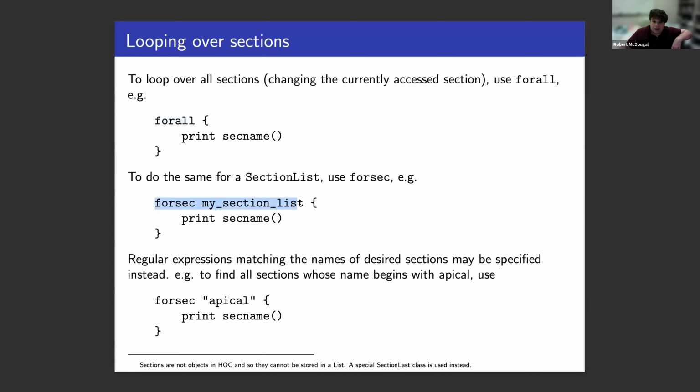There's also for sec, which takes a list of sections. In HOC, those lists have to be special objects. They can't be arbitrary objects. There's a special object called SectionList. You don't care because you're just reading, not writing. But if you see for sec in my section list, think of it as the equivalent of for sec in my section list, colon, boom. The other thing I want to point out is that in some rare cases you'll see a regular expression: for sec and then a string, which loops over everything and only runs it for those sections whose name matches a certain regular expression pattern. There's no direct equivalent in Python, but you could literally do for sec in h.allsec and then check for the regular expression pattern.